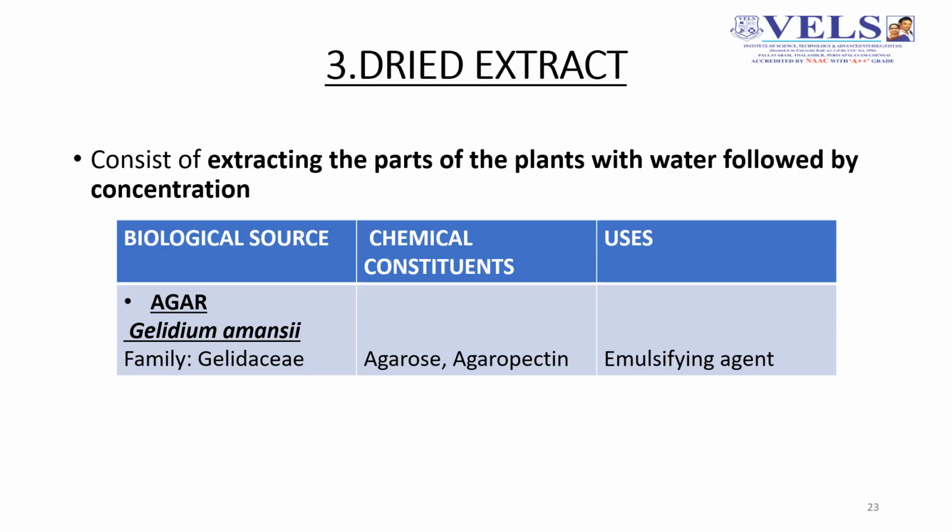Dried extract, it consists of extracting the parts of the plant with water followed by concentration. Example is agar, it is Gelidium amansii, belonging to the family Gelidiaceae. The chemical constituents are agarose, agaropectin. That is a carbohydrate containing drug, mainly used as an emulsifying agent. We can consider this as a pharmaceutical aid.